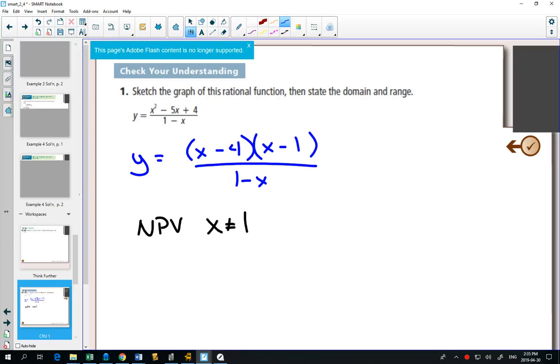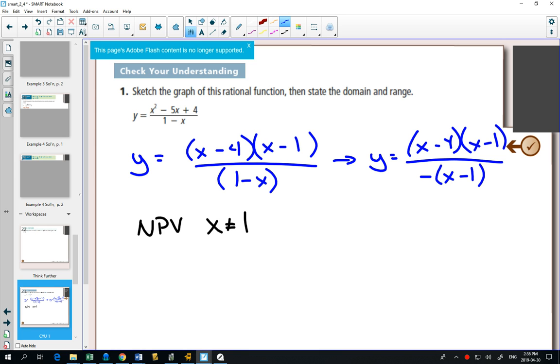But have you ever seen what's happening right now before? We have a 1 minus x in our denominator. We have an x minus 1 in our numerator. What have we done in the past to simplify that? Yeah, we take out a negative 1. So I could say the same thing, keep the top the same, and factor out a negative out of the bottom. Then that factor is the same. And then, since these factors are the same, those cancel out.